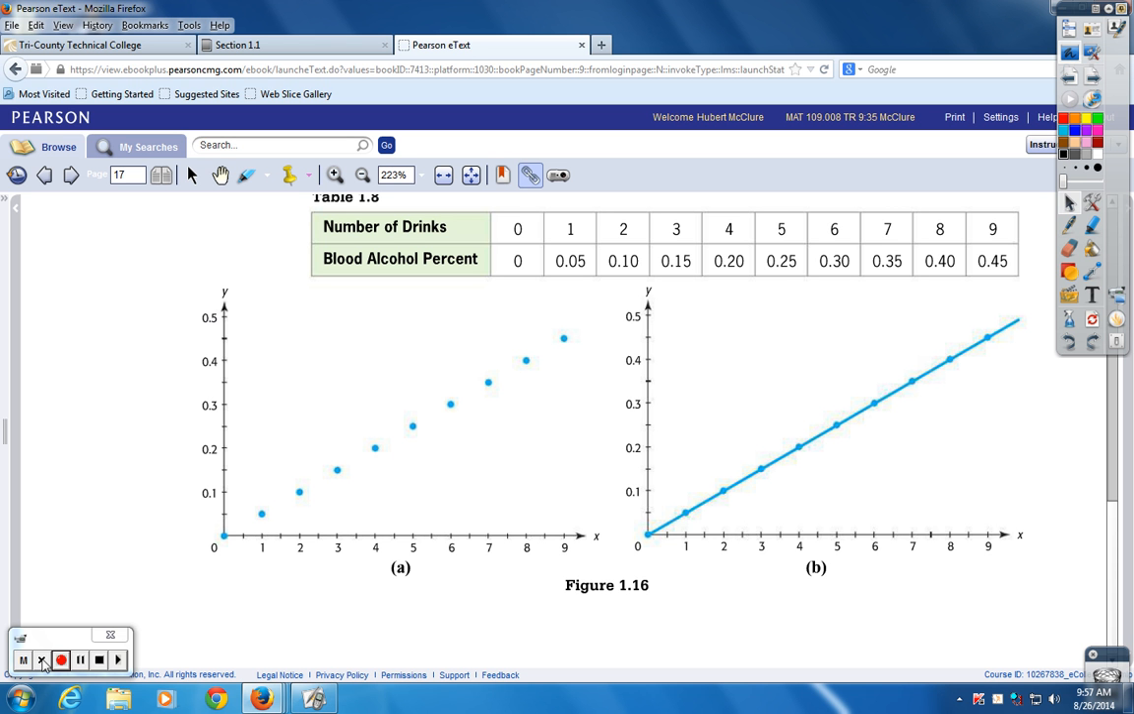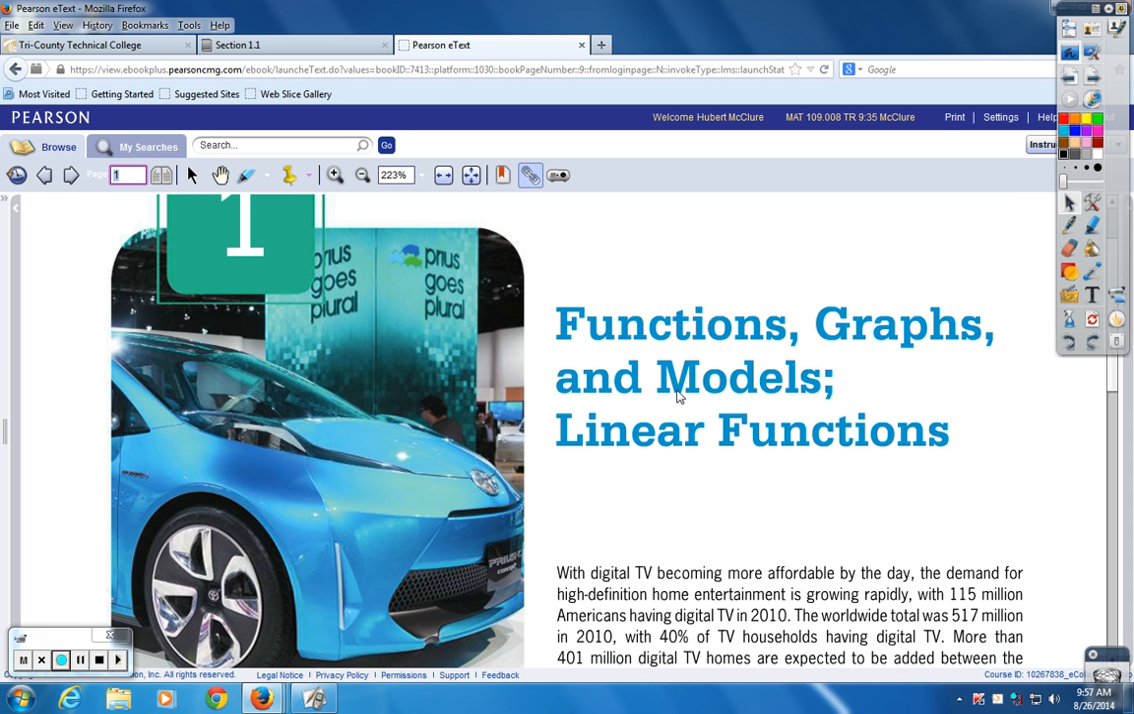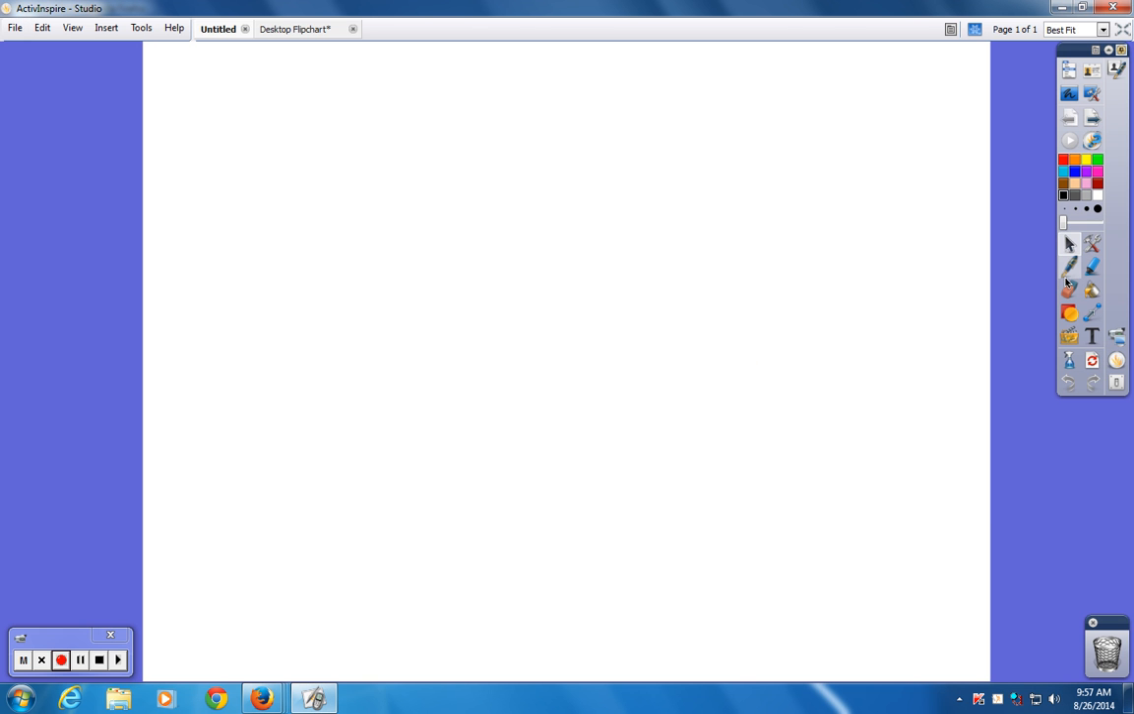So let's talk about functions. What page does 1.1 start on, so I can just go right back to it? I don't know how the book is done. Okay, there it is. Functions. So let's go ahead and get started, and I will write on the board, and we will look at functions and what they mean.